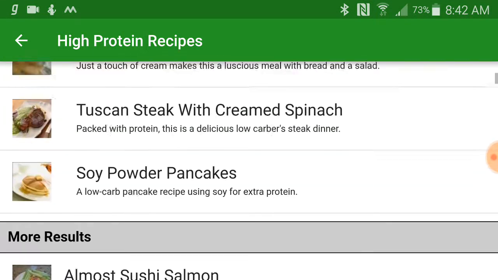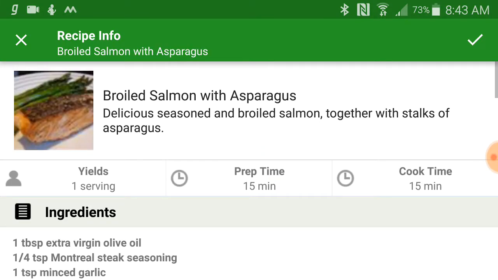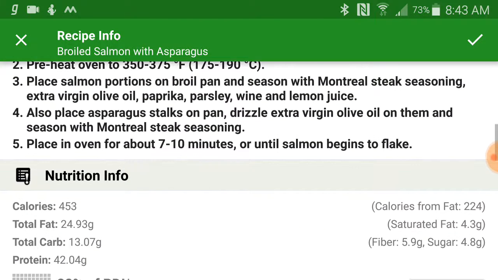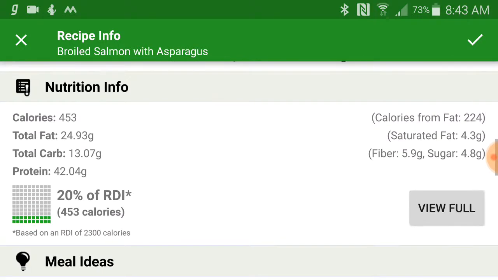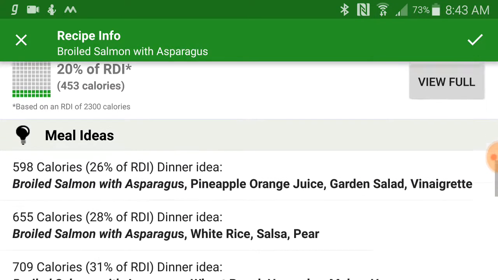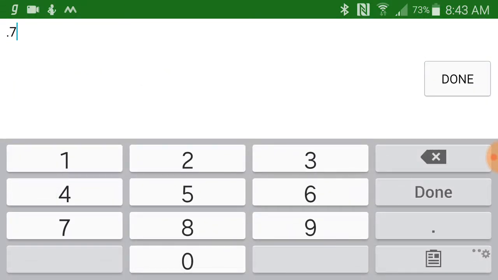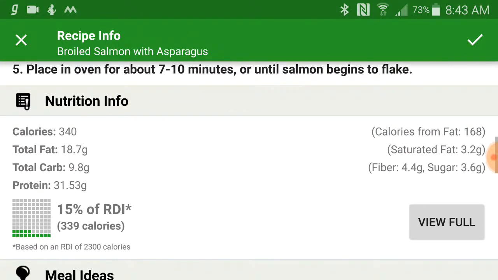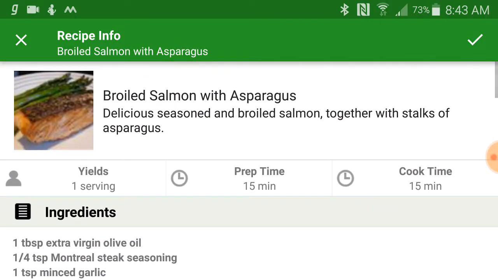Let's look at a different recipe. Boiled salmon with asparagus. And this recipe makes 1 serving for 1 person. This recipe has 453 calories and 42 grams of protein. Seems like slightly more than we want, but what we can do is we will not eat the whole thing. If we eat only 3/4 of the serving, then it's okay. You still get 31 grams of protein and not more than 350 calories. So that's a good option for a meal.